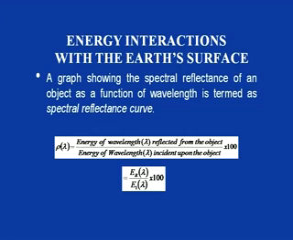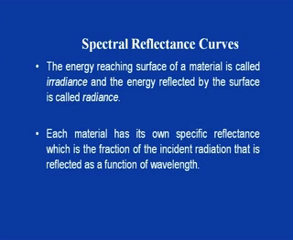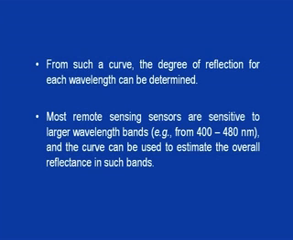A graph showing the spectral reflectance of an object as a function of wavelength is termed a spectral reflectance curve. So, now let us look at the spectral reflectance curve and what role it has to play in remote sensing. The energy reaching the surface of a material is called irradiance, and the energy reflected by the surface is called reflectance. Each material has its own specific reflectance, which is the fraction of the incident radiation that is reflected as a function of wavelength. From such a curve, the degree of reflection for each wavelength can be determined.